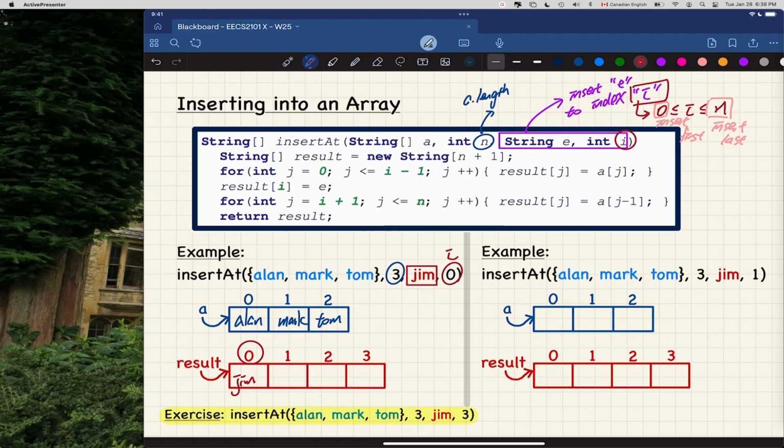Oh, by the way, before that, given that the input array is of size 3, I'm going to create a larger array of size 4 with one extra slot for the new element. And then what's going to happen is, after index I, which will be 0, what should I put over here? It should be whatever element used to be in the input array over here. So that means Alan should really go to here. Mark should go to here, and Tom should really go to here, basically.